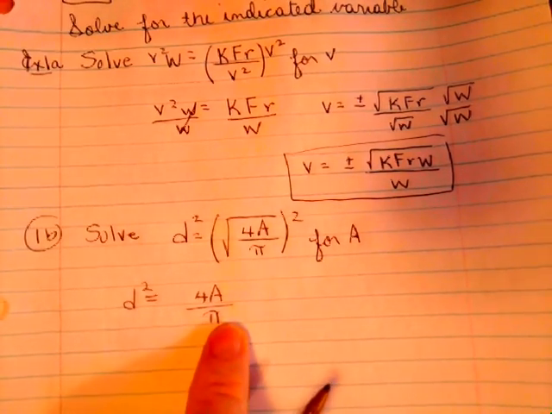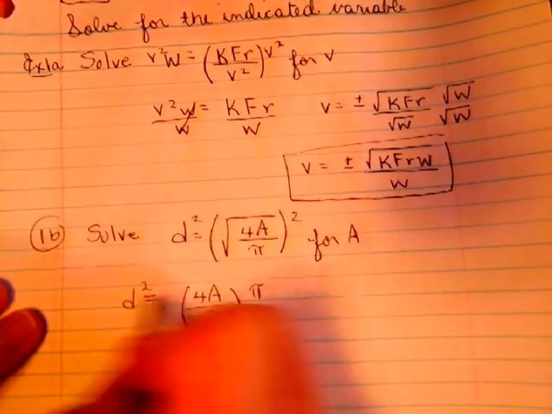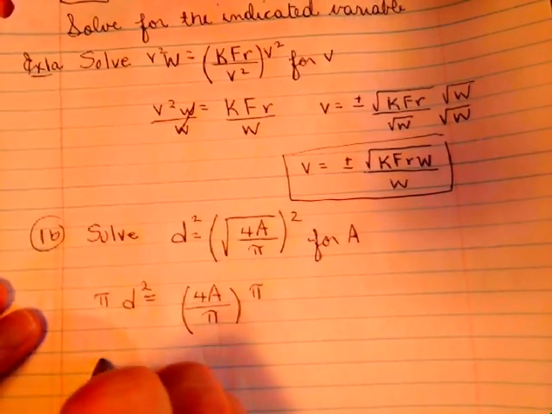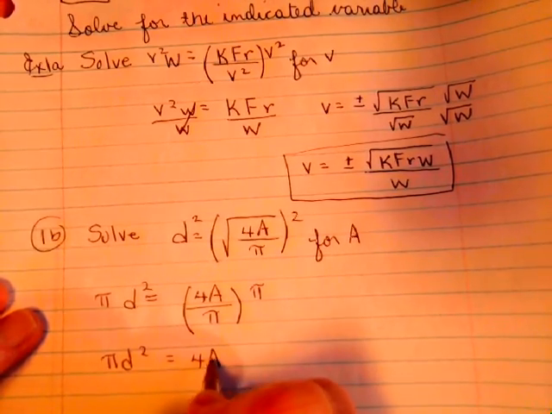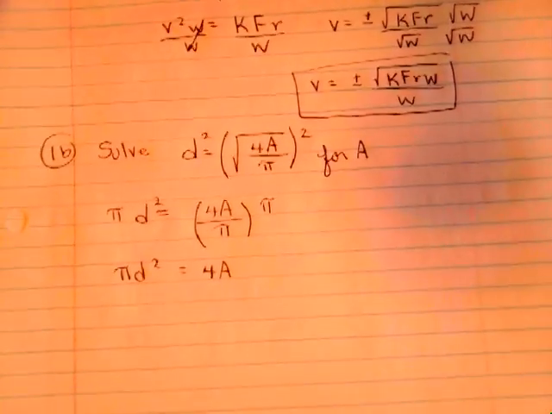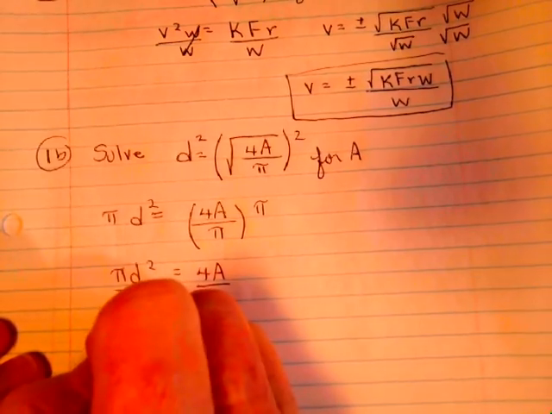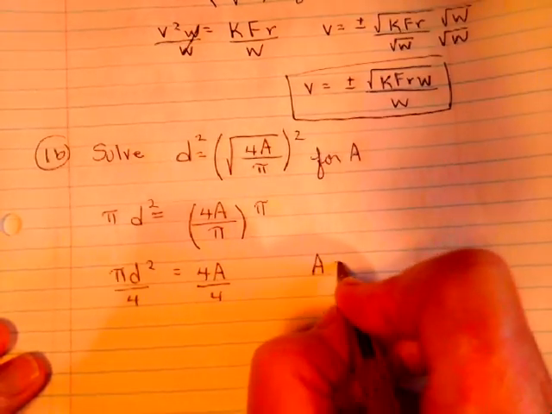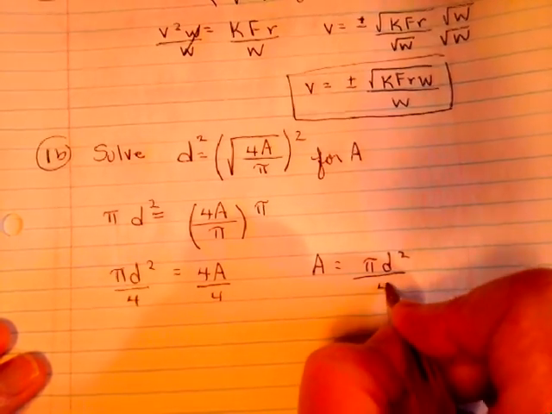Now, you don't want this divided by pi down here, so multiply both sides by pi. Pi D squared equals 4a. One more step. Divide by 4. We got it done. A equals pi D squared divided by 4.